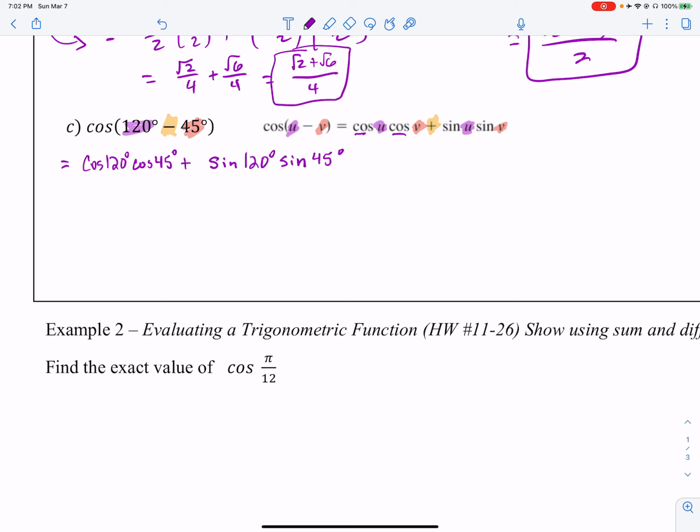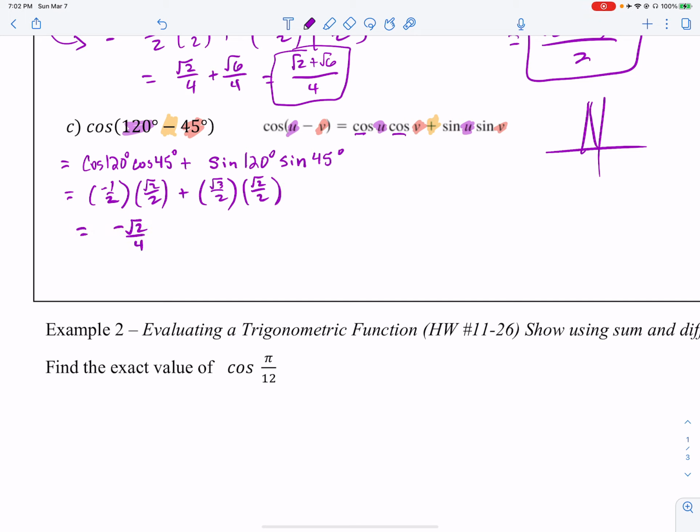All right, so then after that, this is a breeze because cosine 120, I'm thinking it's right up here. You go left 1/2. Cosine 45 is root 2 over 2. Sine of 120 is the positive root 3 over 2. And sine of 45 is root 2 over 2. And so you get a negative root 2 over 4 plus root 6 over 4, which we will write as root 6 minus root 2 usually over 4. And you can't take that root 6 minus root 2 and simplify it anymore.